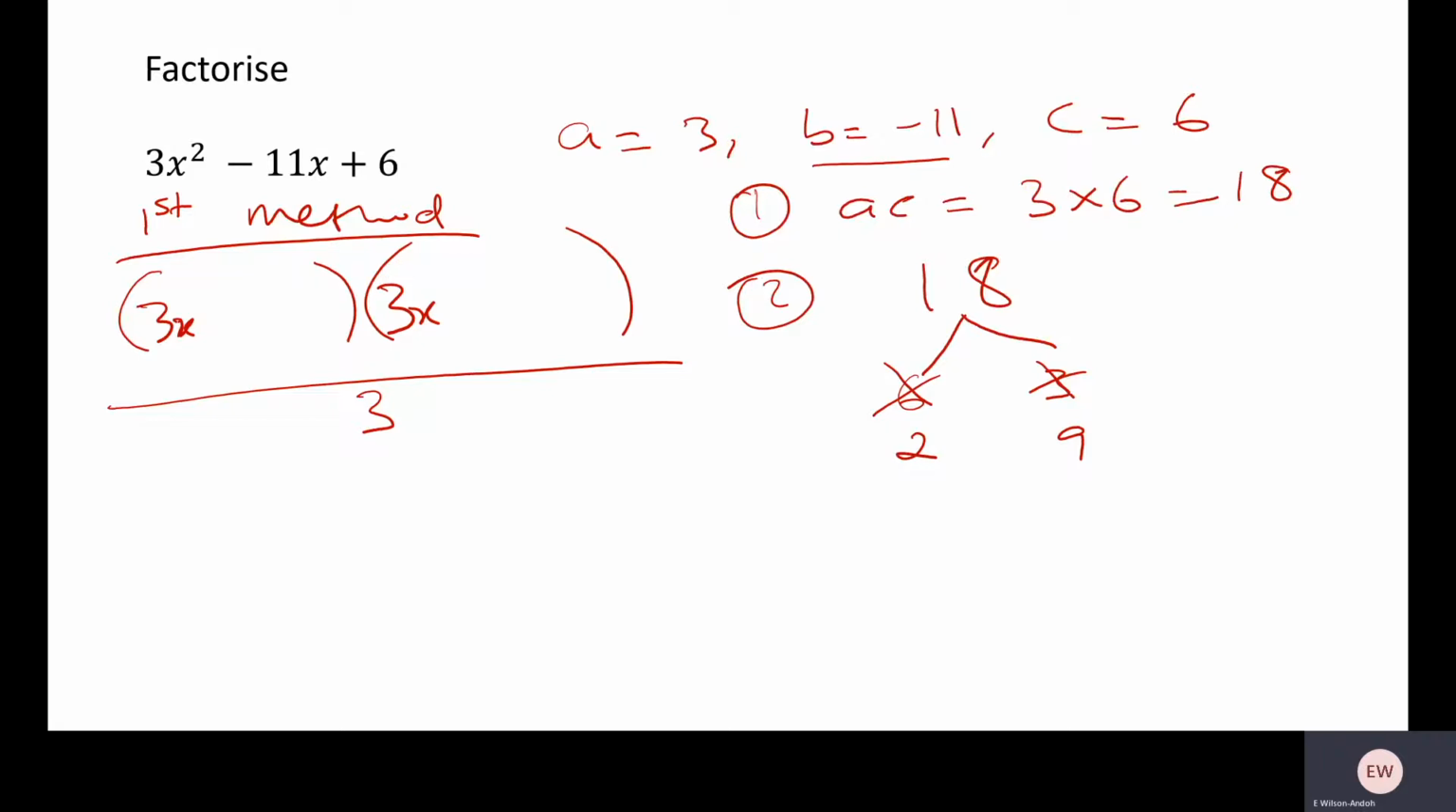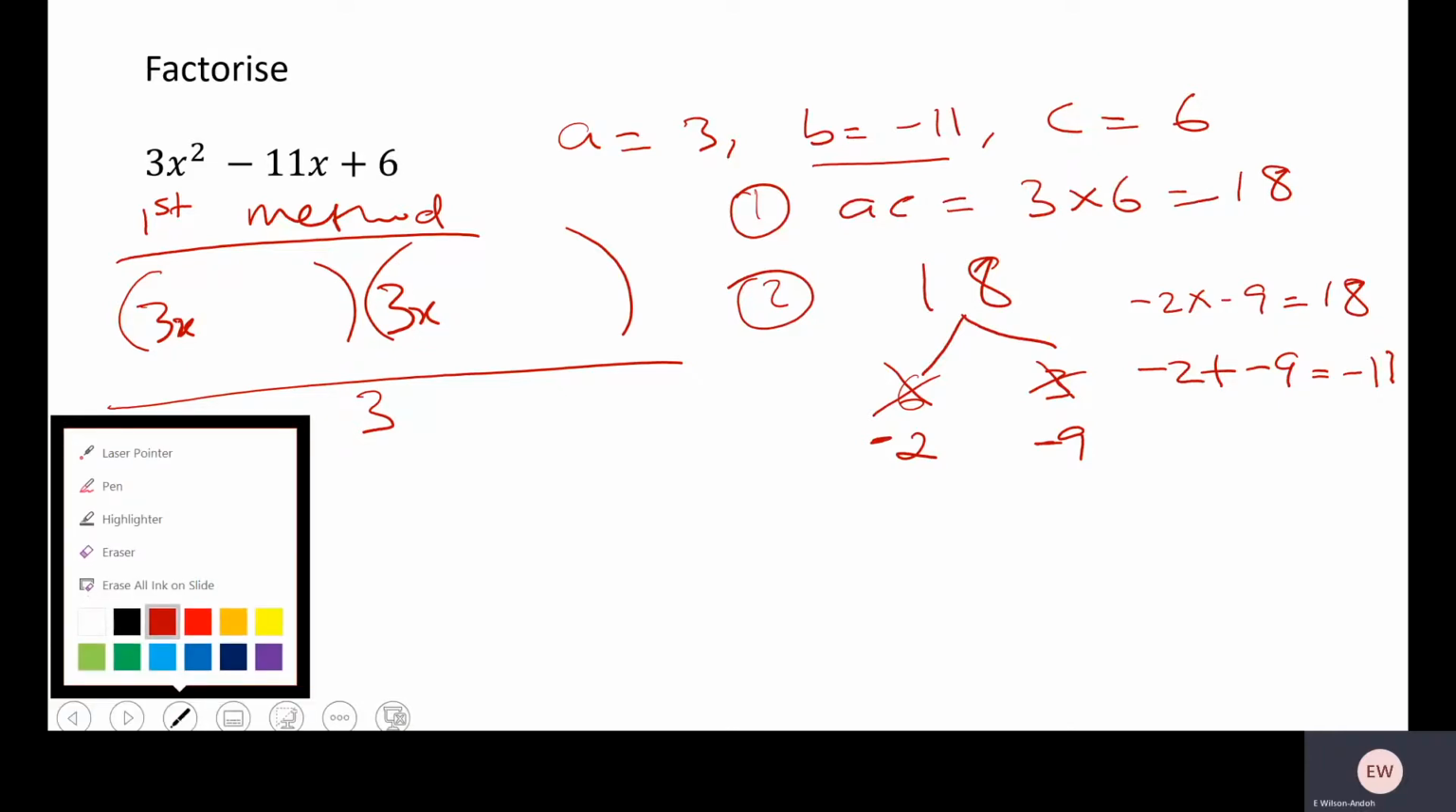So we can use this one, but we put a negative sign in both numbers. And when we multiply, we have negative 2 times negative 9. This is positive 18, because negative times negative is positive. And then negative 2 plus negative 9 will give us negative 11. So these will be the two factors that we are going to choose for this one.